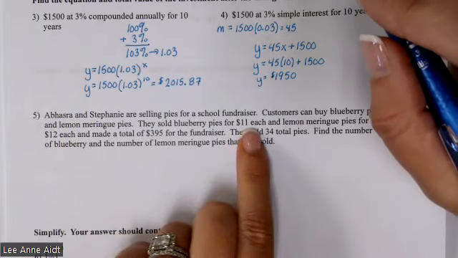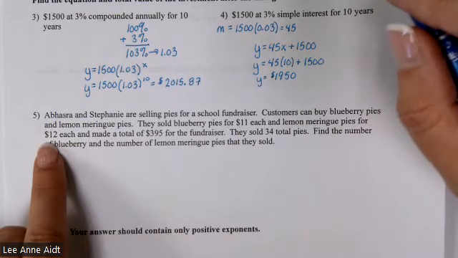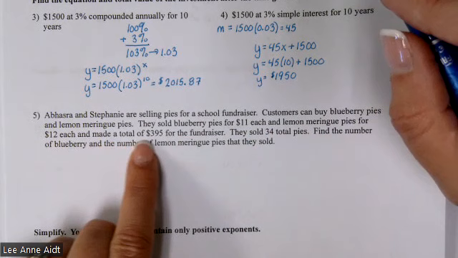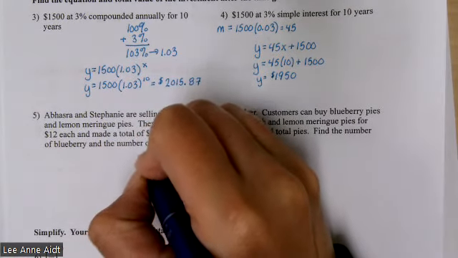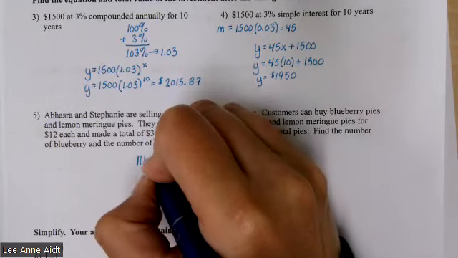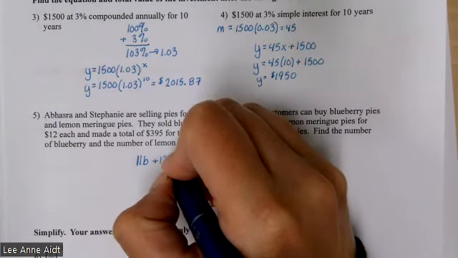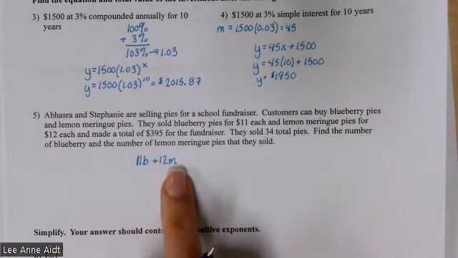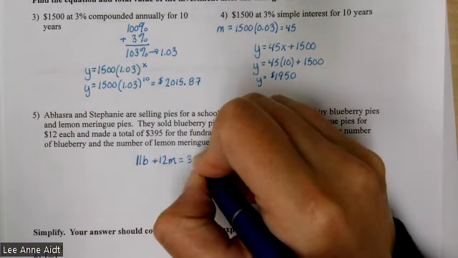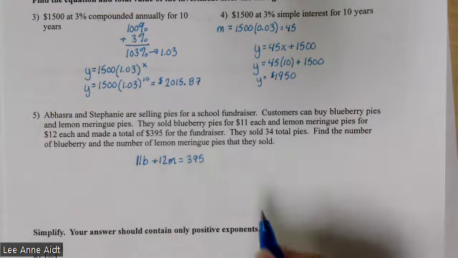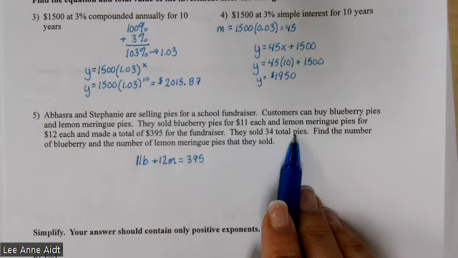They sold blueberry pies for $11 each and lemon meringue pies for $12 each and made a total of $395 for the fundraiser. Okay, so I'm gonna put 11 for each blueberry and 12 for each meringue. I'm gonna put M for meringue instead of L because the lowercase L looks like a 1 and I get confused. Equals $395. They sold 34 total pies.